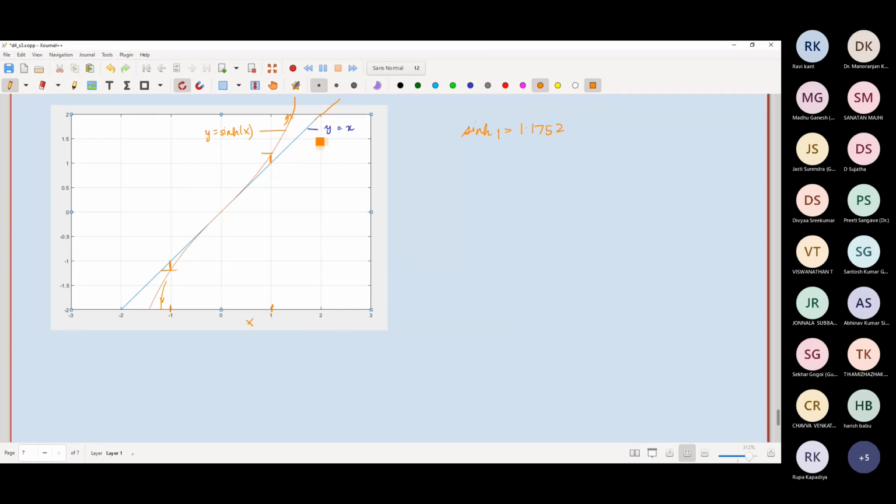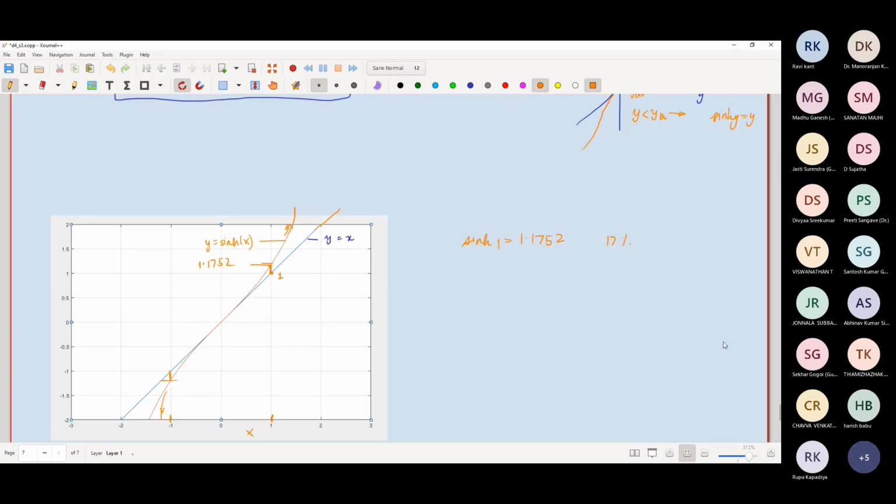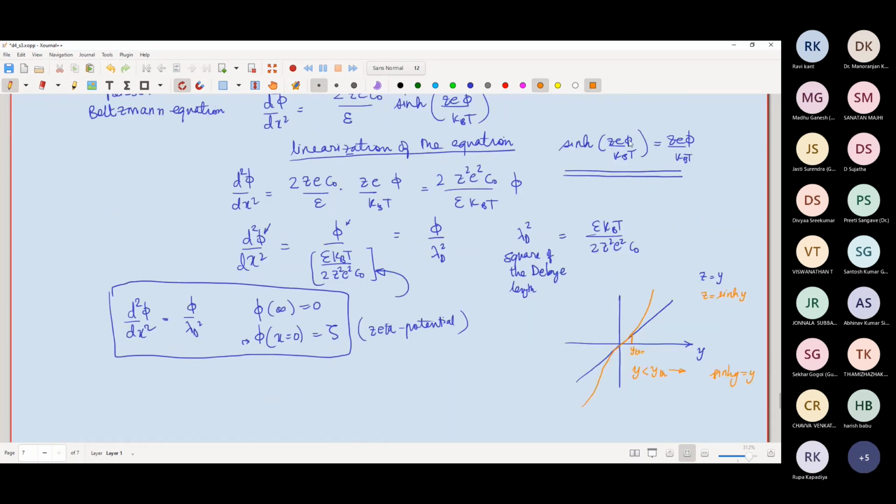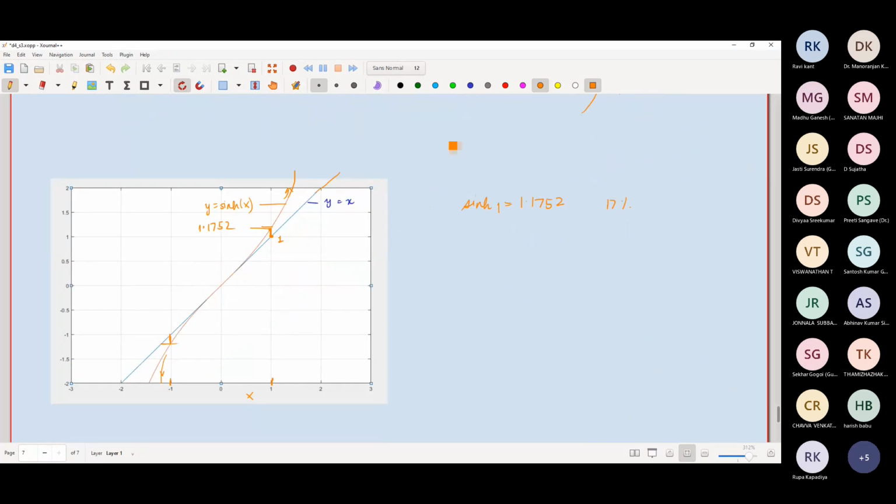So this value is 1.175, whereas the error, when you approximate it as 1, is about 17%, and that's fine, that's not too bad. So this approximation is justified when Zeφ over kBT is less than 1, then our approximation is justified.